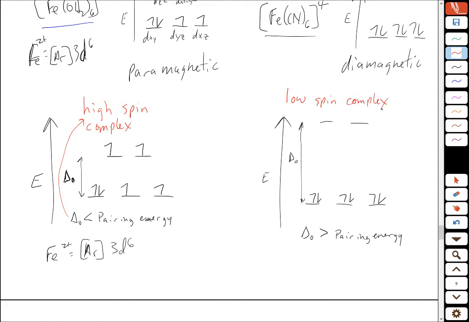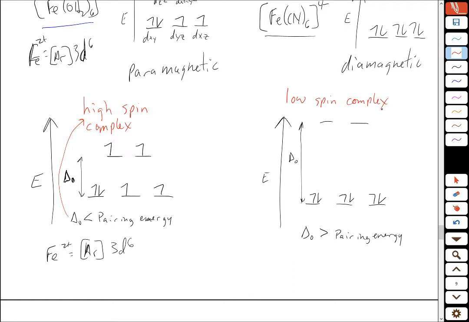So we have two situations with iron 2. We have a high spin complex. Hexa-aqua iron 2 is a high spin complex. It gives us the most number of unpaired electrons. So it's a high spin. The spins are not canceling each other out. Okay? Whereas in hexacyanoferrate 2, we have a low spin complex where all the electrons are paired.